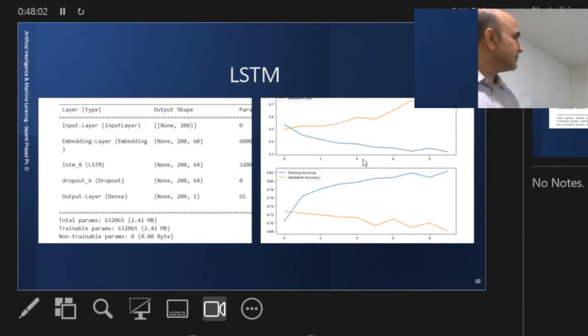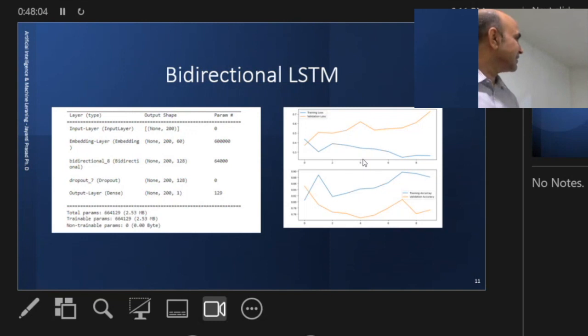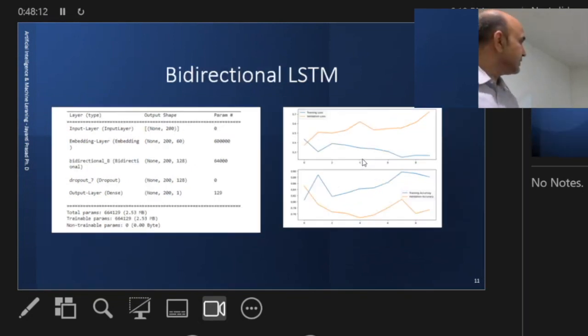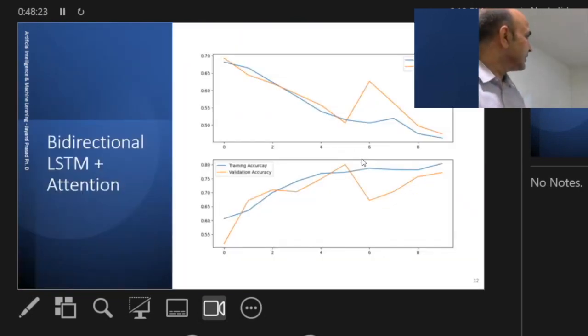So this is LSTM and this is bidirectional LSTM. What you have to check is the number of parameters. Here it is 63,20,65. It is 66,41,29. So the number of parameters has increased. Obviously, we are putting another layer there. Now we are putting attention. So this is bidirectional LSTM plus attention.